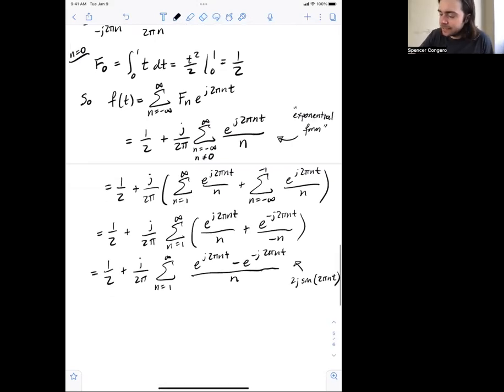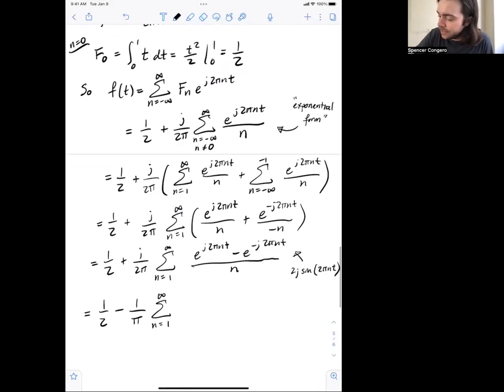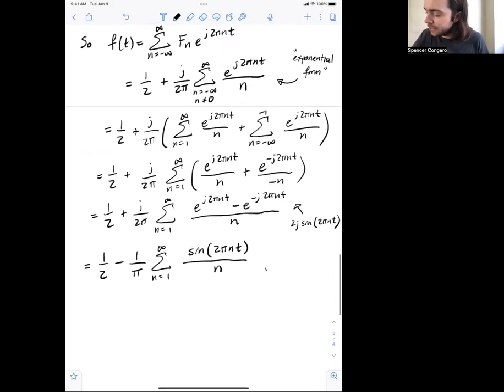Okay, pretty nice. So when I plug that in, here we go, we're just about done. When I plug that in for the numerator, I'll get a 2. That'll cancel this 2 outside. And this j combined with that j will give me a negative 1. So I'm going to get negative 1 over pi times the sum, n is 1 to infinity of sine of 2 pi nt divided by n. Okay, and there we go. That is our trigonometric form for the Fourier series, because it's just expressed in terms of sines in this case, not even cosines.